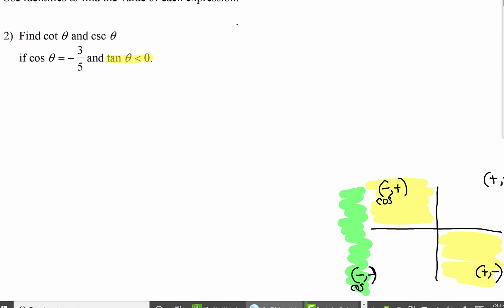Okay, now we're going to use the Pythagorean theorem. It doesn't tell you to, it just says use identities to find the value of each expression. And be sure to note what you have to find. So you might want to come down here and put cotangent theta equals, and then maybe cosecant. But you are supposed to use the Pythagorean theorem.